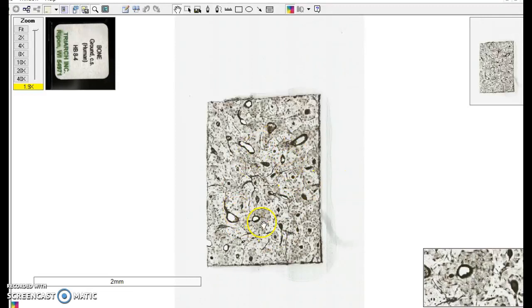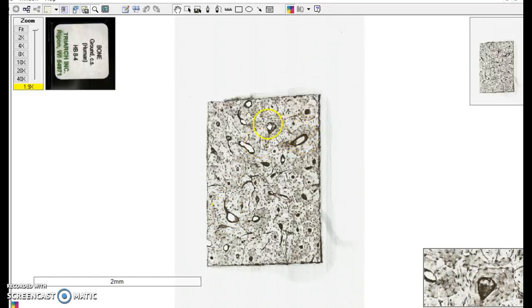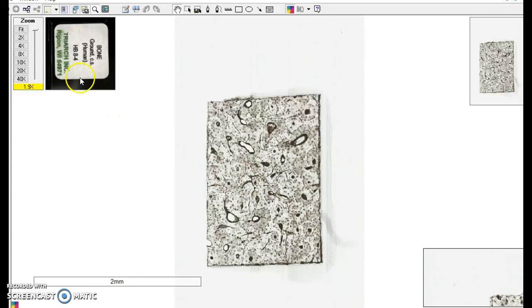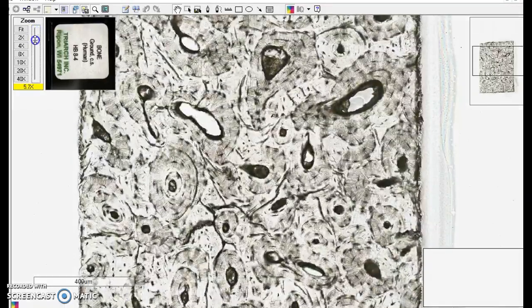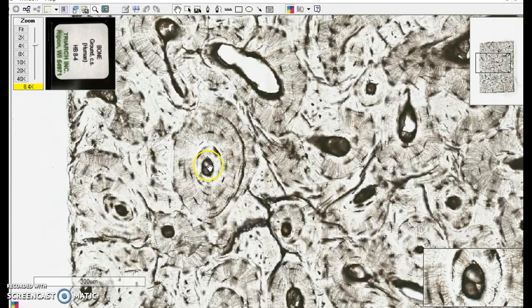But here you can get a sense of these groupings around a central area. And a lot of people think these look like tree rings. So let's zoom in a little bit, get a better view of it. Ooh, here's a really nice one here.